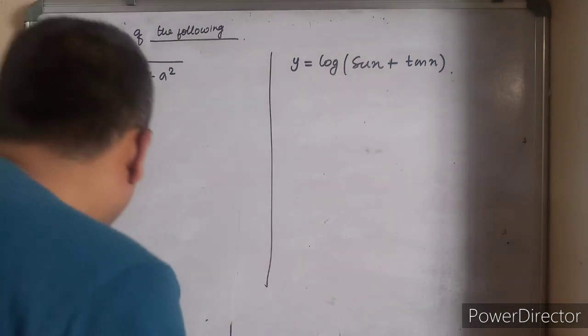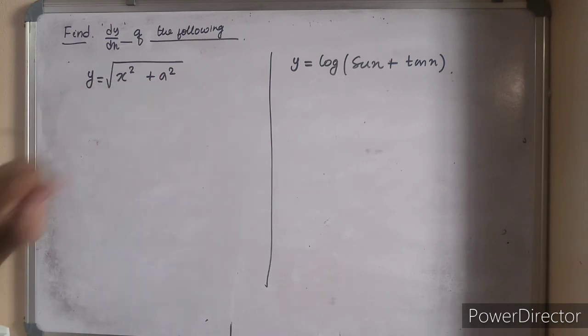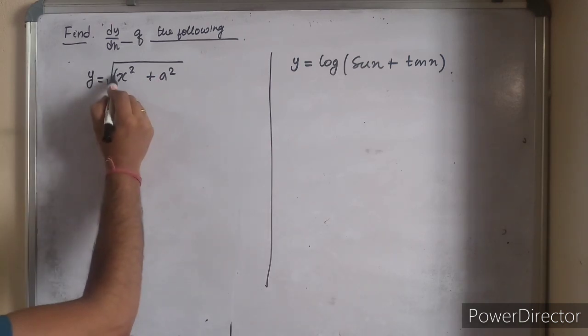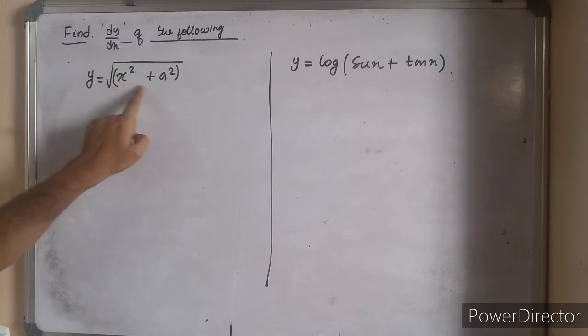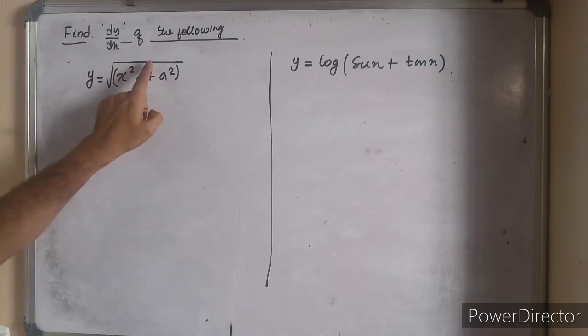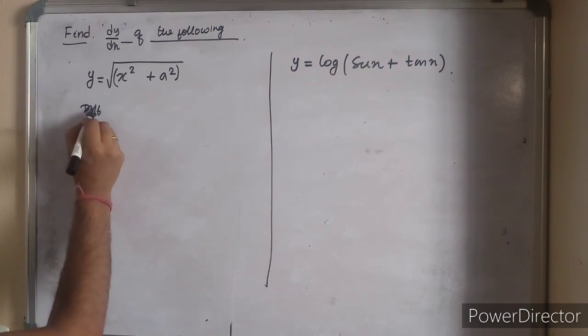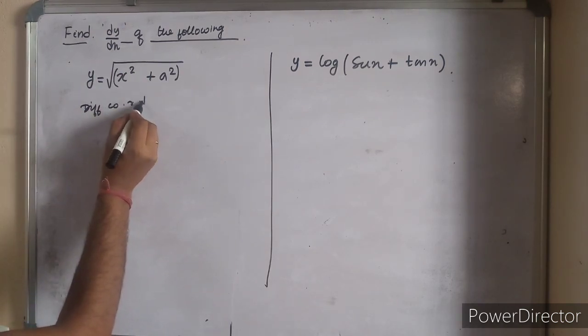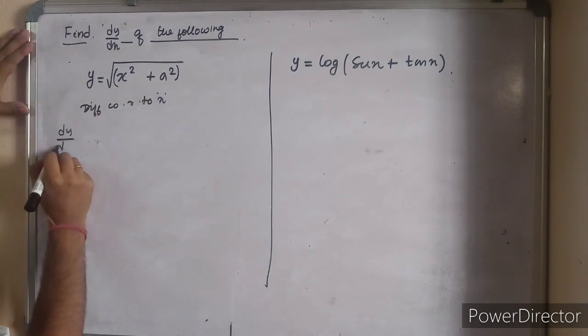Now next is the derivative of y equals under root x square plus a square. Now to differentiate a root, you have to consider the whole thing as x, the inner function is x square plus a square. First you have to differentiate the root, then the inner function. Now differentiating with respect to x, dy by dx.